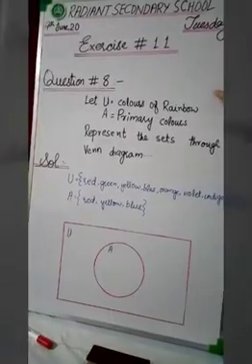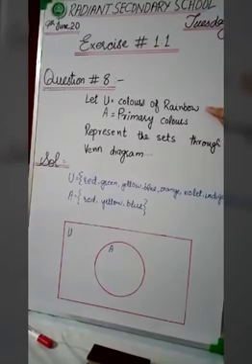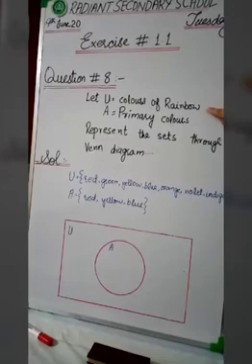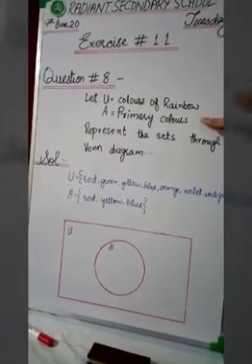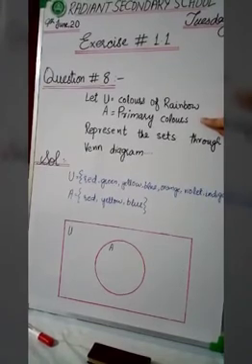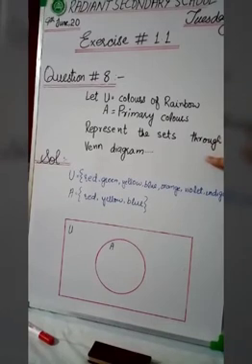Students, now we will do question number 8. Read the statement of question. U, that is the universal set, is equal to colors of rainbow. As all of you know that there are 7 colors. Then there is the set A. Set A is consisting of primary colors and there are 3 primary colors. Represent the sets through Venn diagram.